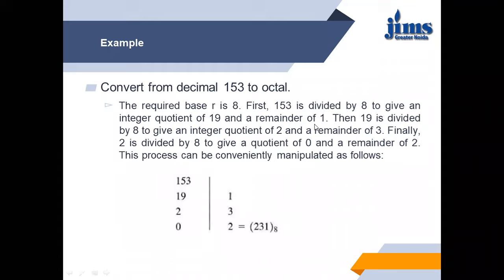Now the first remainder is a0, then a1, a2. Now I can write it as 2 3 1 base 8. That means 153 base 10 is equivalent to 231 base 8.